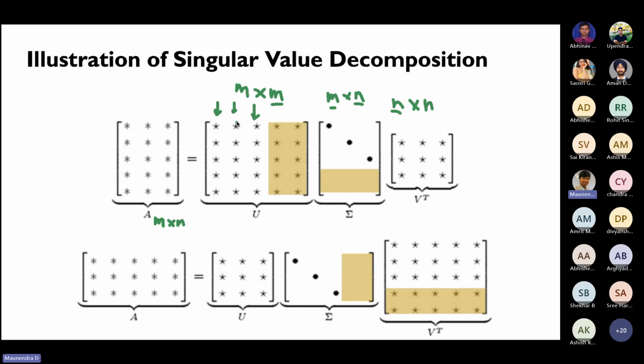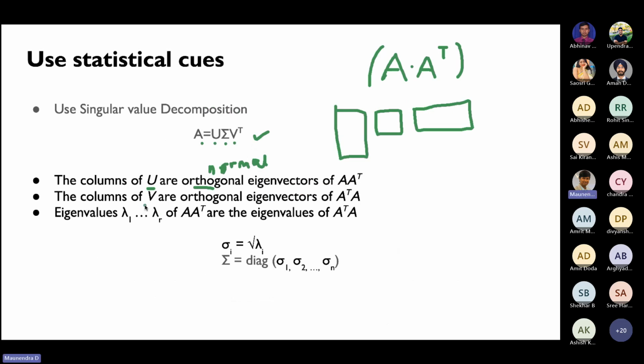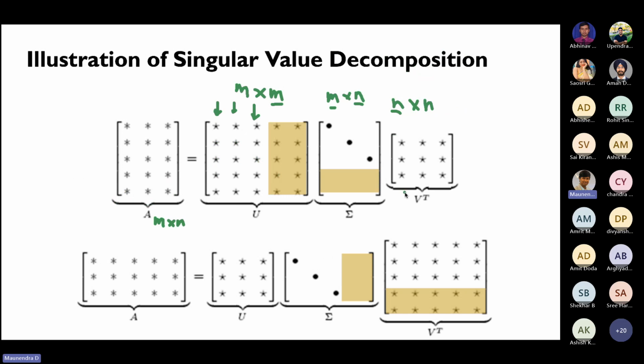Right. So here we have m columns. Each of these m vectors are perpendicular to each other. That's one thing. And secondly, each of these vectors is a unit vector. So a very nice structure is there in U. And the columns of V are orthogonal eigenvectors of A transpose A. Very similarly, you compute A transpose A, and from that you can get the orthogonal eigenvectors, and then you will get V.